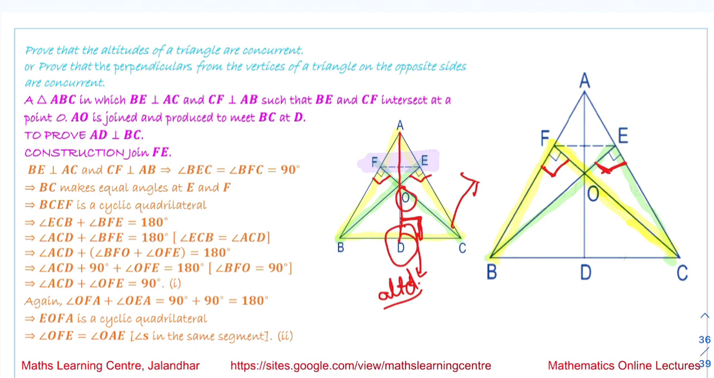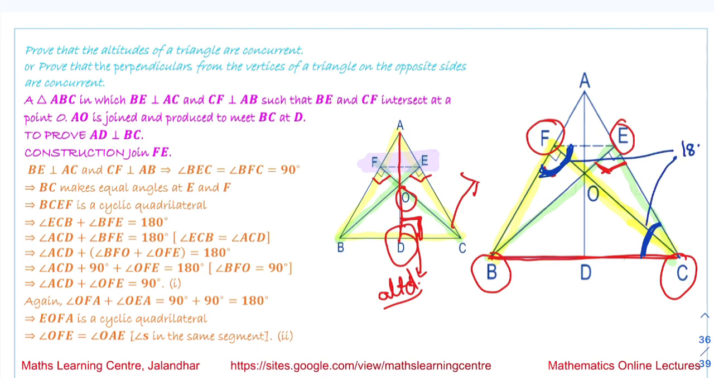And we know that if this line BC we are talking about, and these two angles are equal, it means BCEF is a cyclic quadrilateral. If it is a cyclic quadrilateral, then we get that ECB, this whole angle over here, plus angle BFE, this angle over here, the sum of these two angles is 180 degrees.